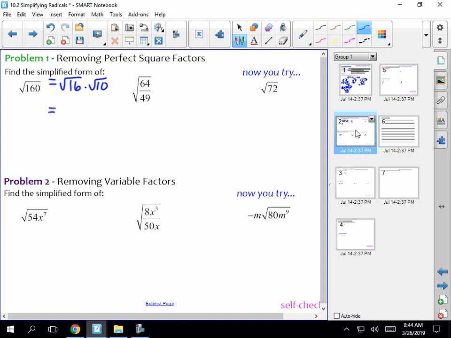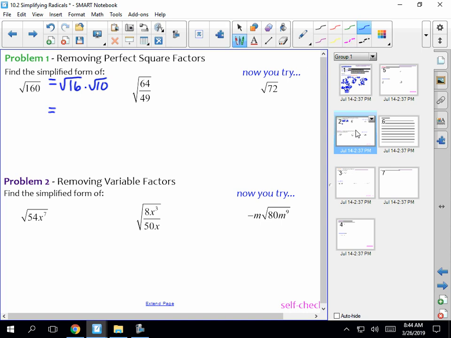And when we look at 10, a lot of students think, well, can't that be broken down more? Yes, it can be. But here's the deal. 10 is equal to 2 times 5, and neither 2 nor 5 are perfect squares. Like there's no pairs within the factors of 10. There's no pairs. So 16 times 10, 16 is the biggest perfect square that goes into it.